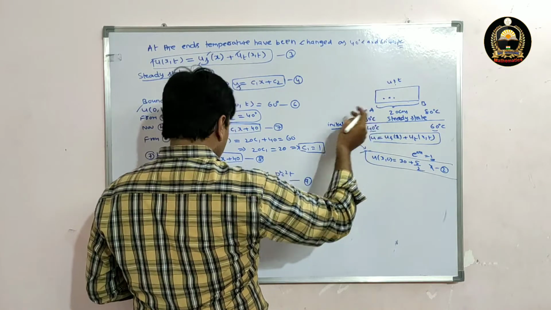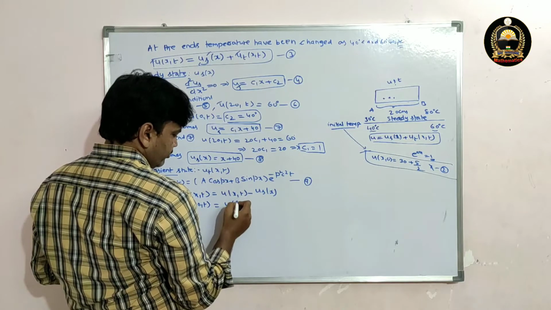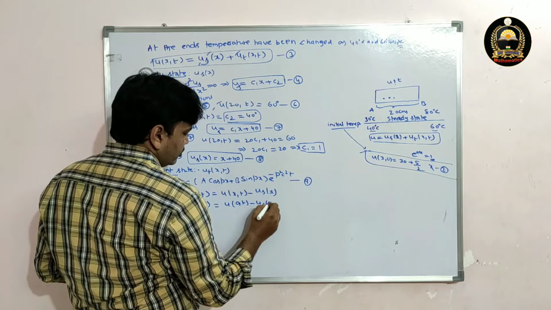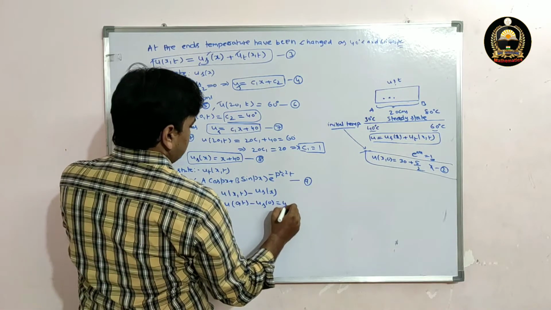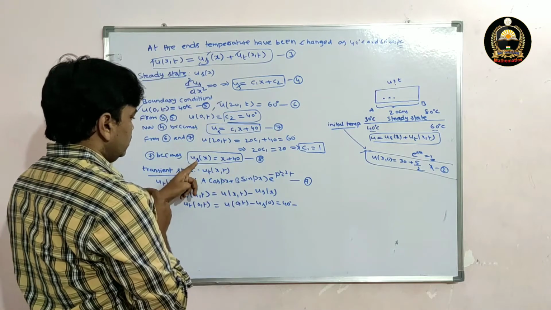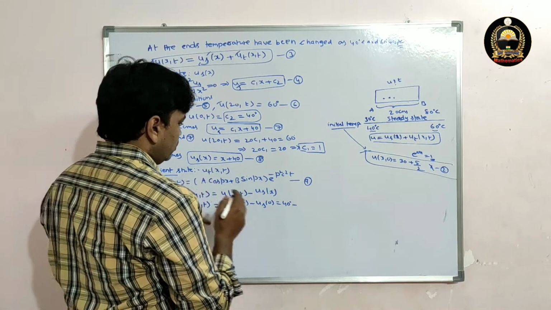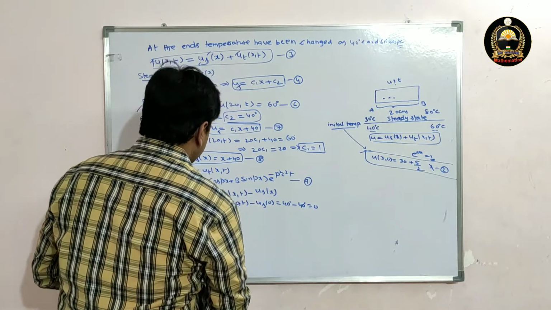What is the x value, students? 0. So u_t of 0 comma t is equal to, you put 0 whenever you observe x, u of 0 comma t minus u_s of 0. So that is equal to u of 0 comma t value, 40 degrees. So u_s of 0, where is u_s, students? Here I have u_s, u_s of 0, that means x value 0. We get 40, so this value is 0.